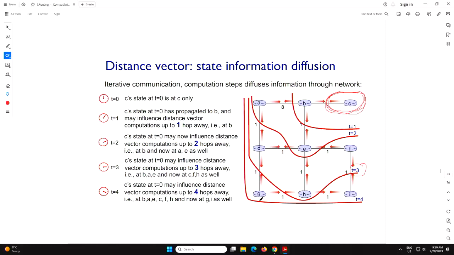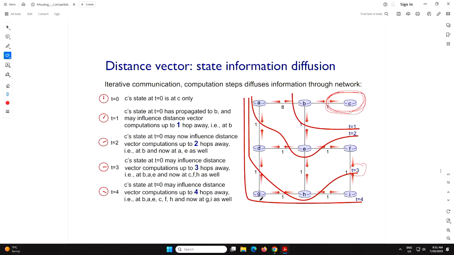So this is a fundamental difference between link state routing and distance vector routing. It takes time to disseminate the information throughout the network to guarantee that the entire network will learn any changes anywhere in the network. It's not like link state routing where you just broadcast or flood the information and immediately everyone will know. Okay, is that clear?